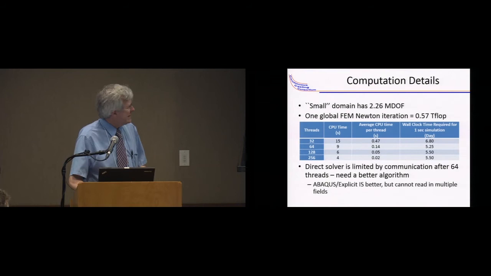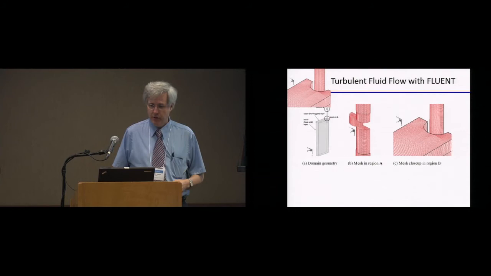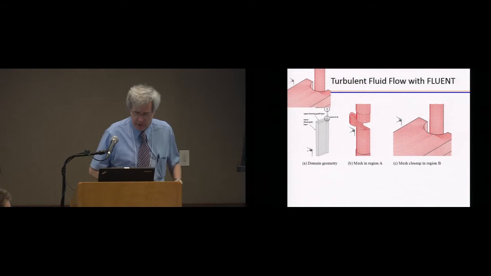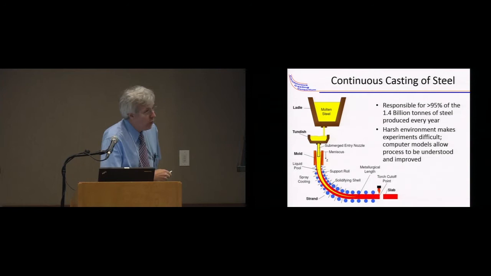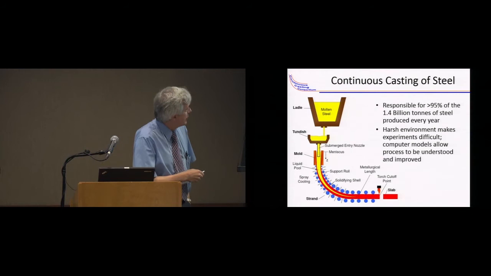Okay, a little bit about our turbulent fluid flow code. Molten steel flows from a nozzle down into the mold. I'm going to show you this picture again. Here's this tundish. This holds the molten steel. It flows through this nozzle into this water-cooled mold, and then it solidifies a shell on the wall that is then pulled down at the casting speed.